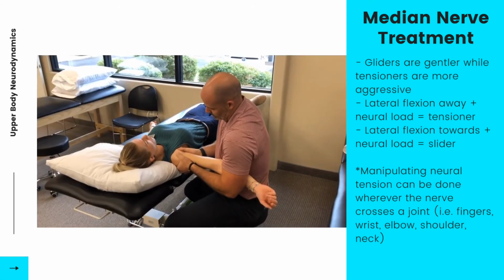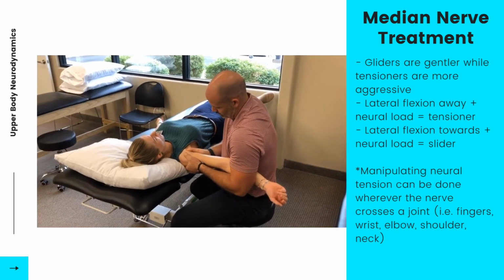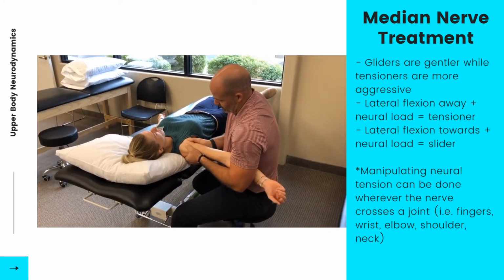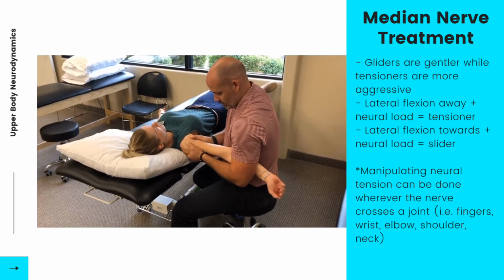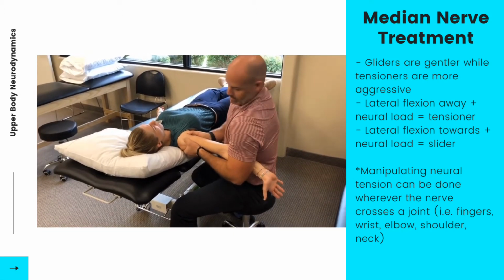Another clinician-assisted treatment would be pre-positioning the arm in median nerve tension and doing glenohumeral joint mobilizations. You can also have the patient extend their wrist to get more tension through the median nerve.